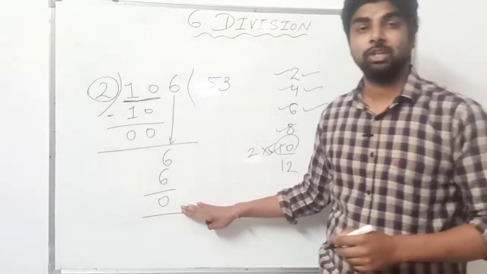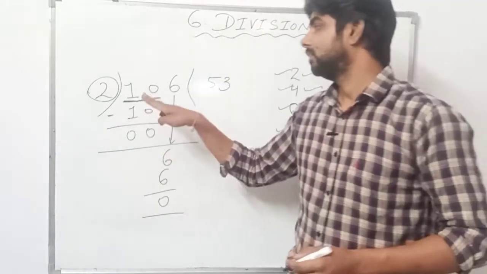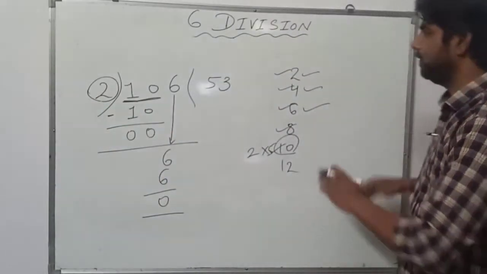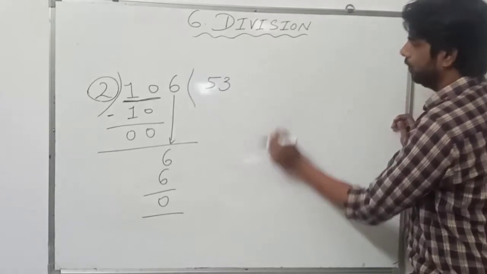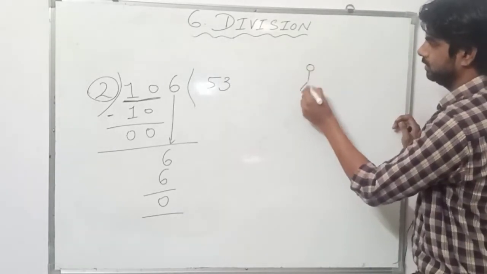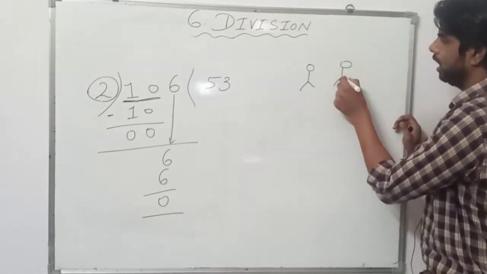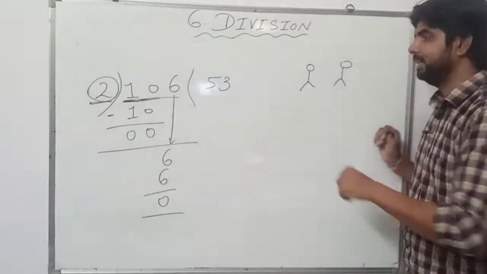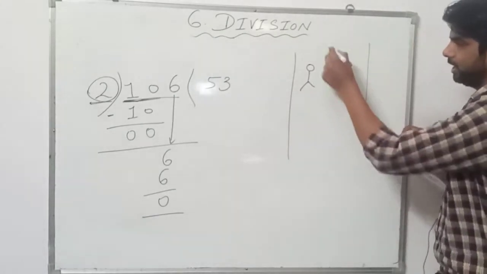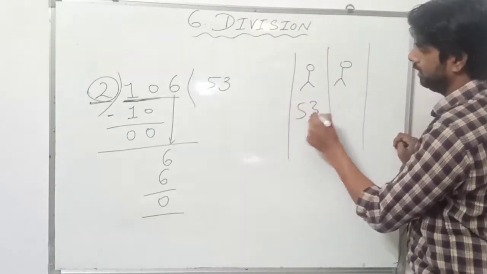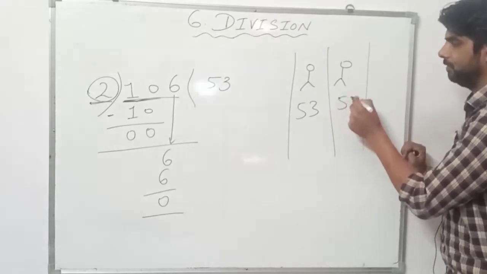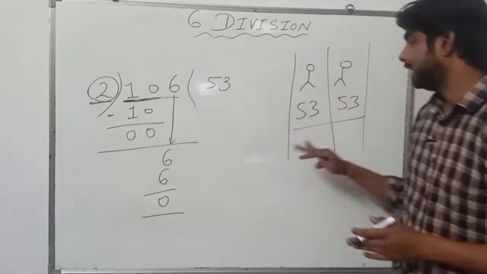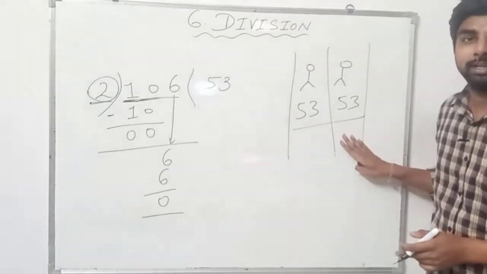Whenever we get 0 as remainder, this means 106 is completely divisible by 2. Means if we divide 106 chocolates between our two friends, 106 we are dividing by 2, means how many chocolates will each friend get? 53 chocolates will our first friend get and 53 will our second friend get. So this is how we can distribute things equally.